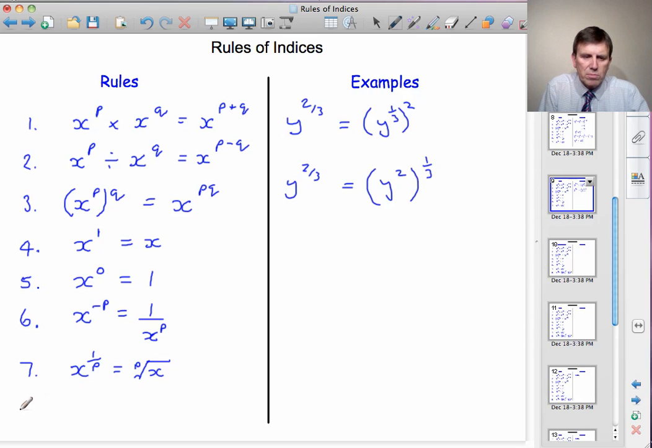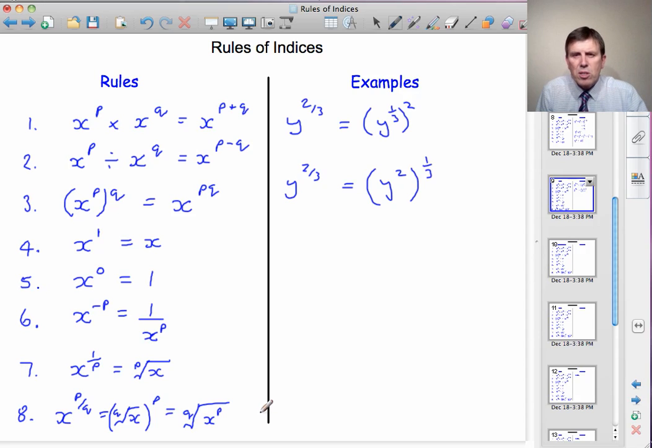So in general, if I've got x to the power p divided by q, then that is equal to the qth root of x all to the power p, or alternatively, it can be the qth root of x to the power p.